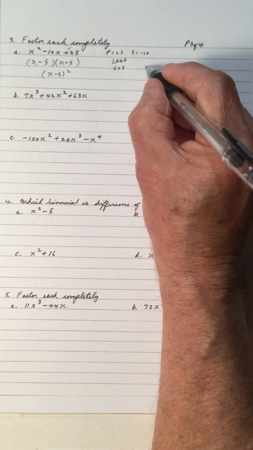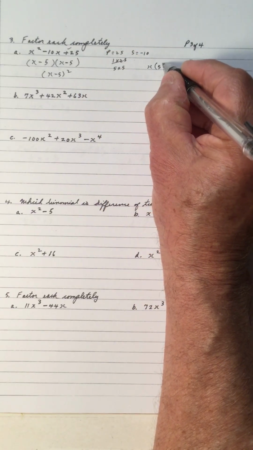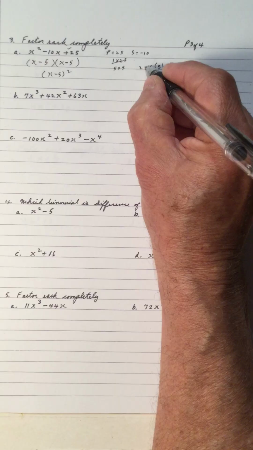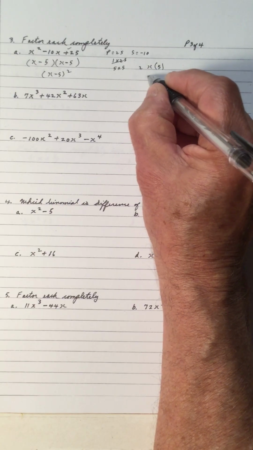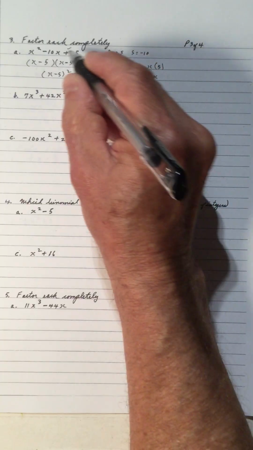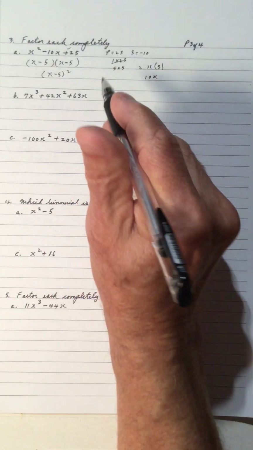The square root of x squared is x. The square root of 25 is 5. And we double it. So when we double it, we get 10x, which is in the middle. So that's a perfect square trinomial. Now, let's do the next one.